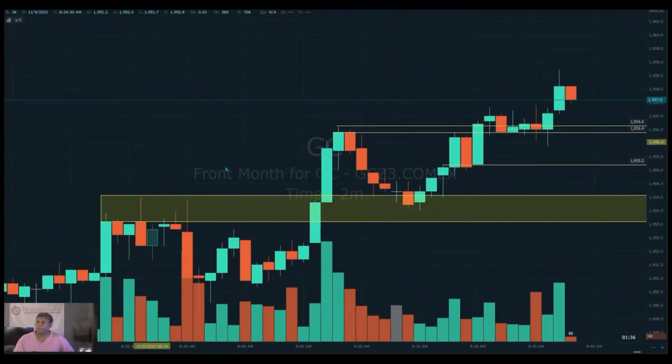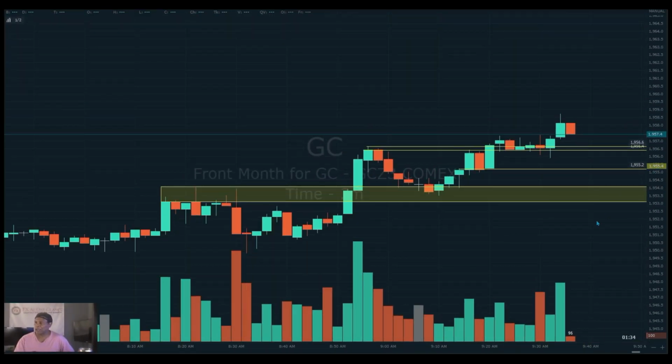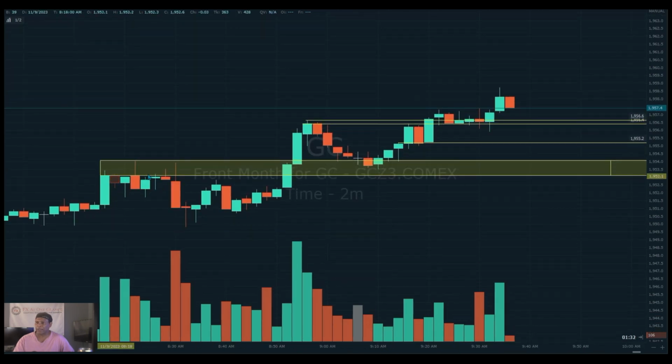So the trade was already taken. I'm going to walk you through it. Let me show you the chart real quick. On this chart, I took gold at this zone right here when it came back and bounced on this level.